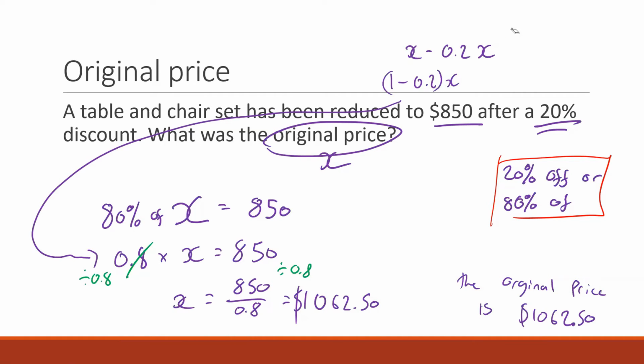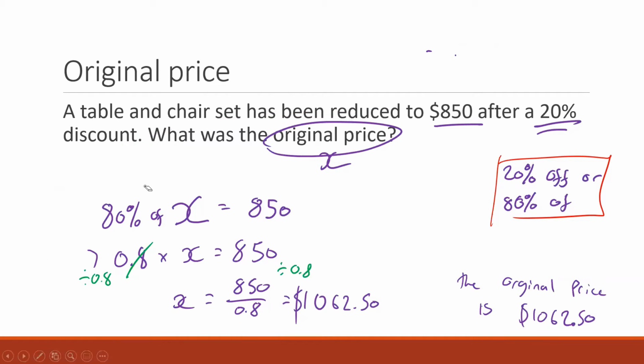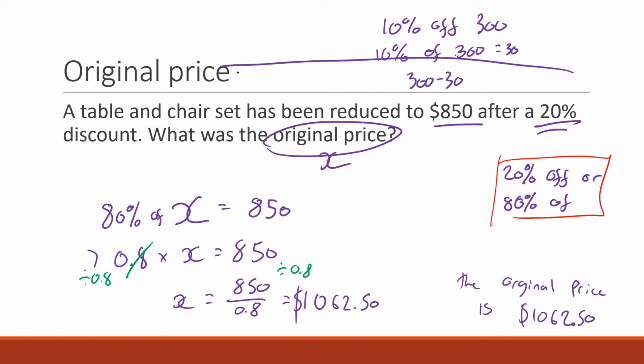And that's also why, when I showed you the percentage question, I showed you there were two ways to find percentages off. The first way, if you want to know, is to say, let's say we've got 10% off 300. The first way is to ask, what's 10% of 300, which is 30, and then go 300 minus 30. The other way is to go, well, whoopsies.